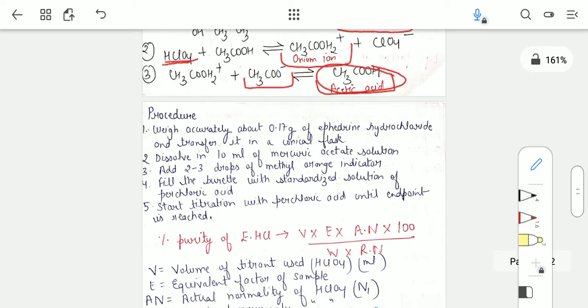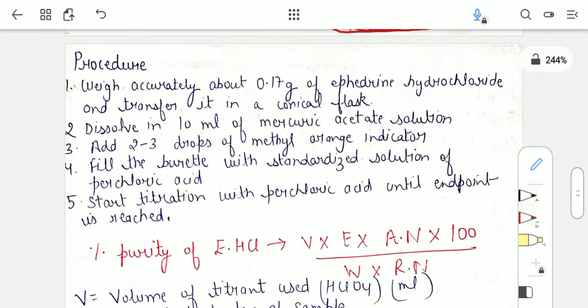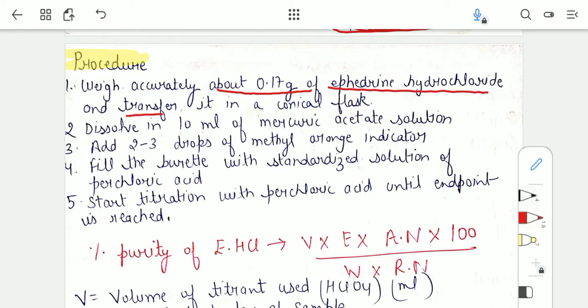Now let us go for the procedure or the methodology. We will accurately weigh about 0.17 gram of ephedrine hydrochloride and then transfer it into a conical flask.